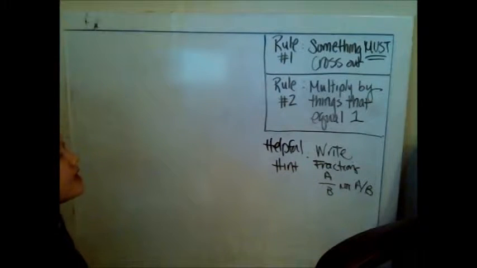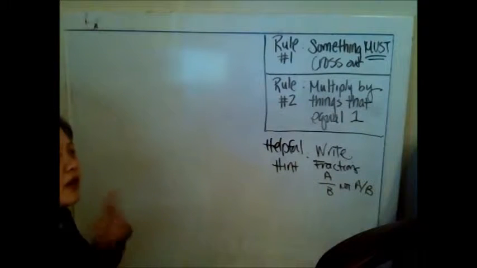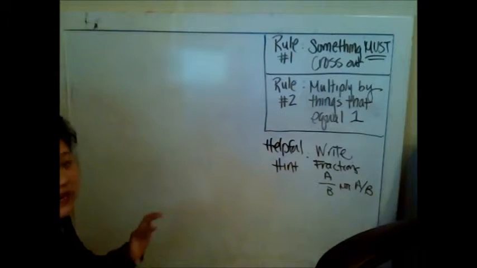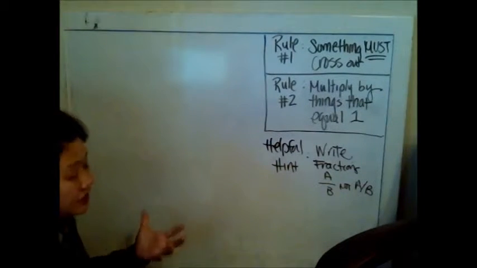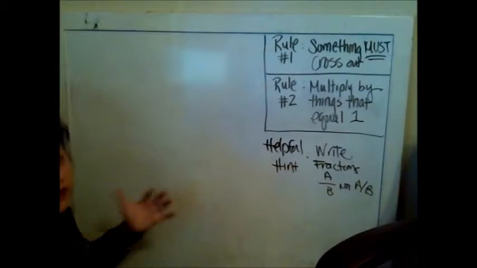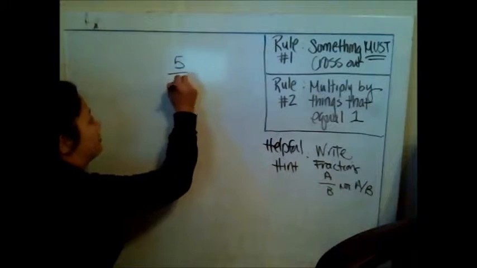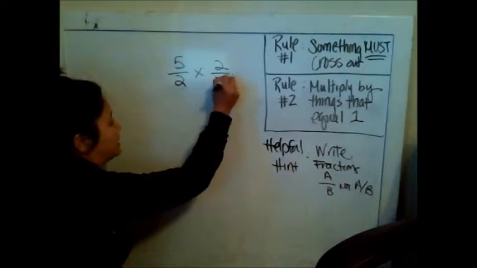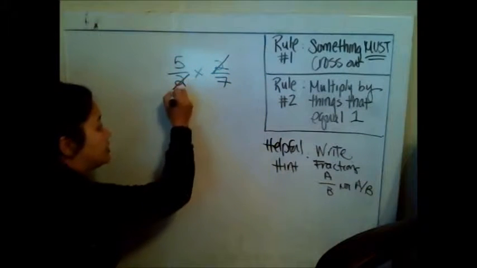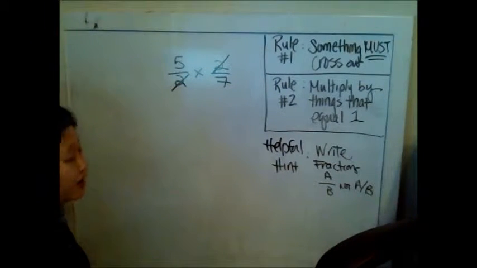rest of chemistry. But dimensional analysis is actually based off of two rules, both of which you could learn in elementary school if you really, really wanted to. Rule number one is that if you've got a number on the top and the bottom, or a unit on the top and the bottom, you can always cross it out. So for example, if I have 5 halves and I multiply it by 2 sevenths, I can cross out the 2 because it's in the numerator and the denominator. It's in both places, so I can cross it out.